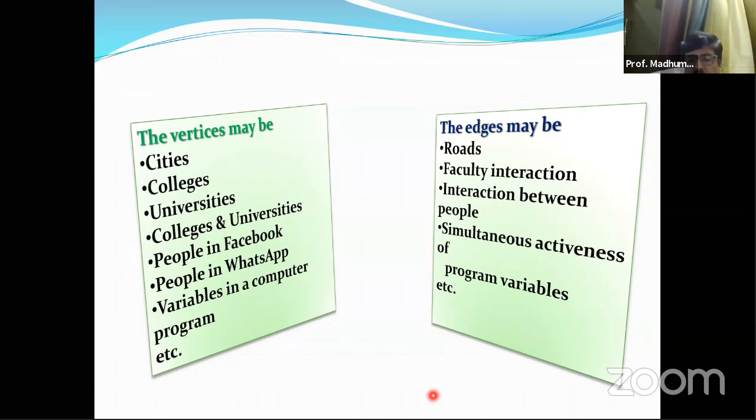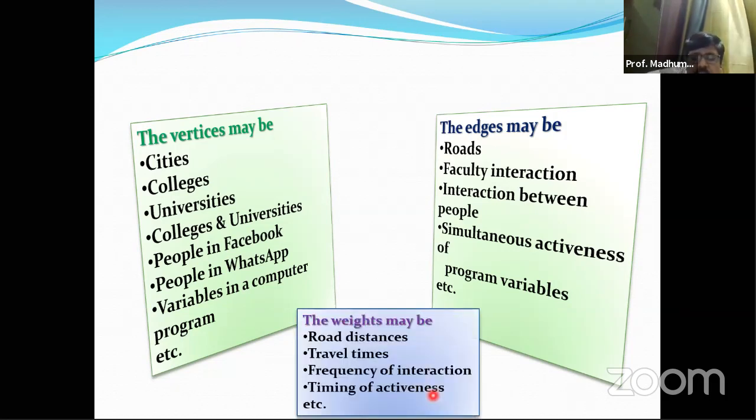Now other parameters are also associated with a graph. That means the weight on the vertices or weight on the edges. Weight is another very interesting parameter associated with the graph. That means the weights of a graph may be associated with vertices, or it may be associated with the edges. Those weights may be the road distances.